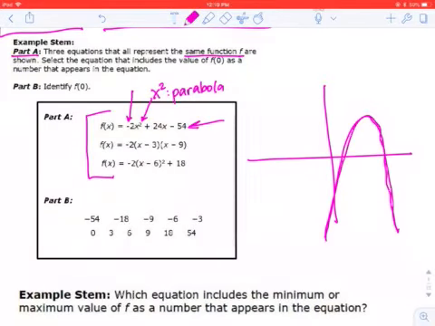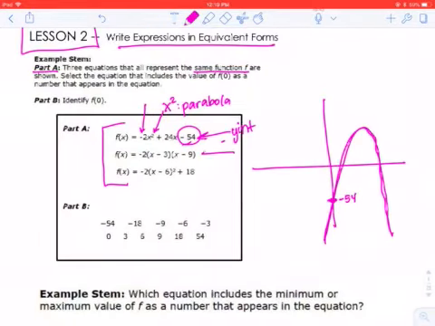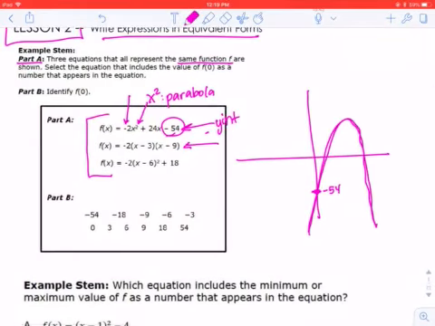I know this one here is my standard form. It tells me my y-intercept is negative 54. So I know this right here, negative 54. This one here is my factored form, and that tells me my roots, right? So where my x's are. So I know from this one that x equals 3 and x equals 9. So I know that this is 3 and this is 9.